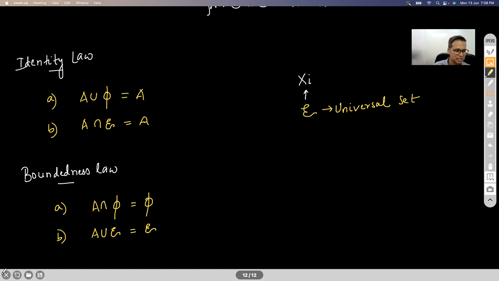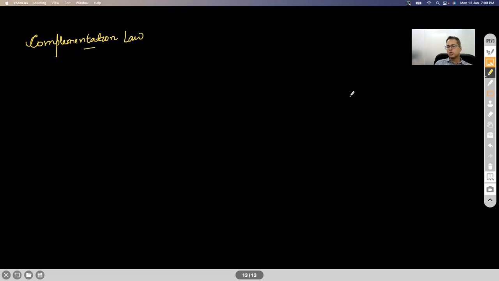Okay. Thank you. All right. So now the next property that we are going to talk about is the complementation law. Under the complementation law, we are going to talk about 5 sub-laws. Number A, complement of a null set is the universal set. Complement of a universal set is the null set. They are very obvious.